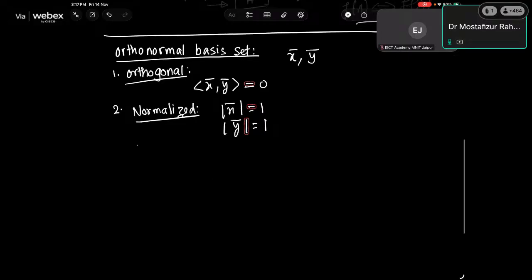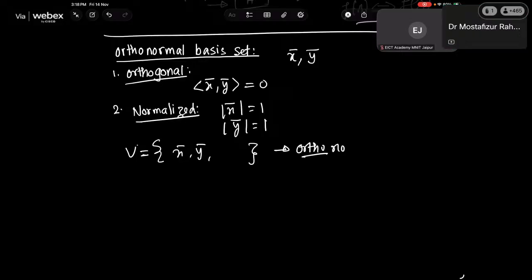Then I can form a vector space V, which will take basically x bar, y bar, and to satisfy the vector space property, you can take 0, 1, and all those. I'm keeping it just empty, right? So then basically we call this set of x and y the orthonormal basis set, and it is extremely important, right?